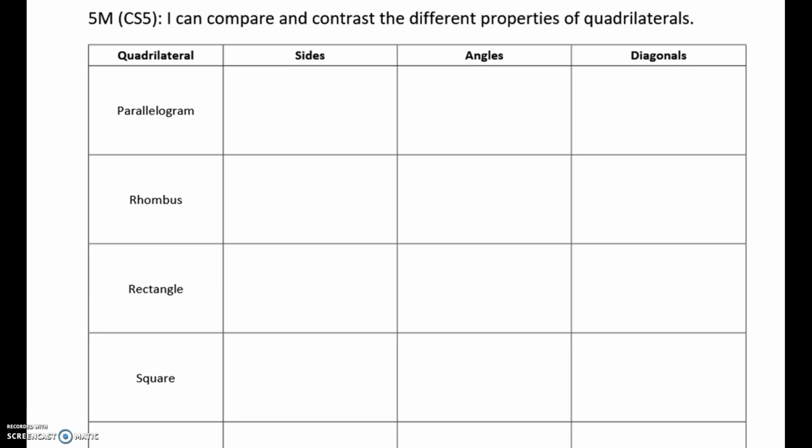In a parallelogram, sides, the important thing about the sides is that my opposite sides are congruent and parallel. Okay. Angle-wise, the important thing about parallelograms is that my opposite angles are congruent and my consecutive angles are supplementary. And my diagonals bisect each other.